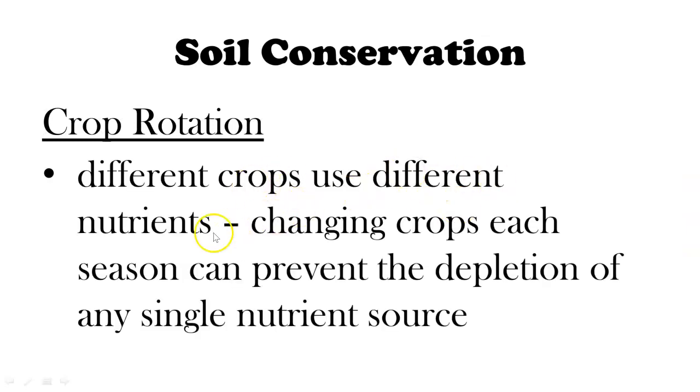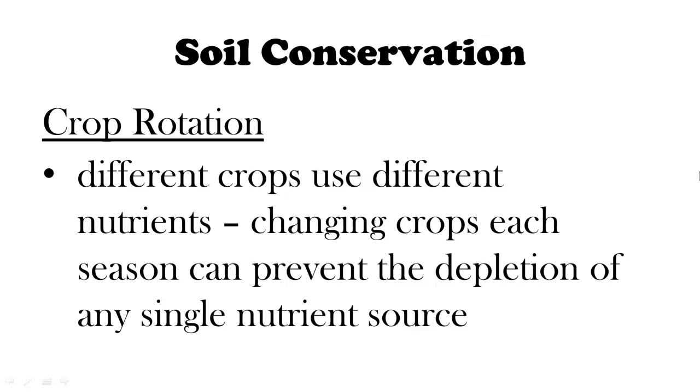Next, we've got a process called crop rotation. Different crops use different nutrients from the soil, and changing the type of crops each season can prevent the depletion of any single nutrient source. If the same exact type of crop is repeatedly planted in a location, it's going to take out the same exact nutrients every time. A good example of this is planting legumes, for example, peas or beans, after some other type of crop is planted, as these types of plants can actually add nitrogen back into the soil.